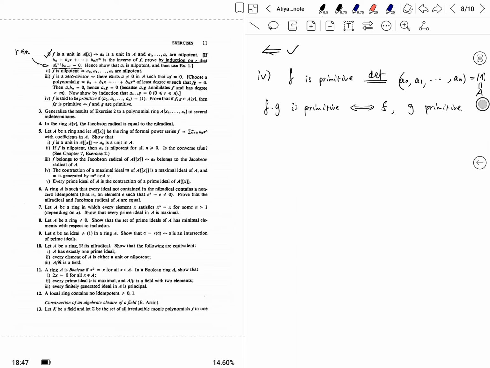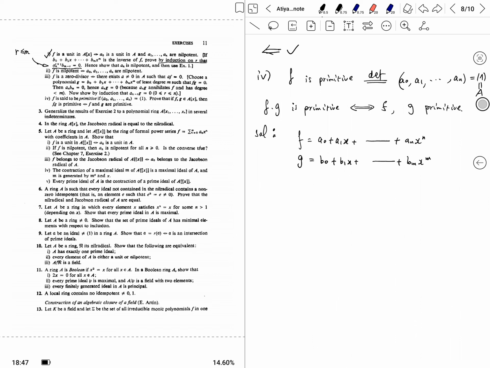So this one is not very obvious, but let's just do the computation at the beginning, just describe it. So suppose you have your f again is a0 plus a1x up to an x to the power n, and you got your g, b0 plus b1x up to bm x to the power m. So primitive, let's first show this direction. If fg is primitive, I want to show f and g are correspondingly primitive.